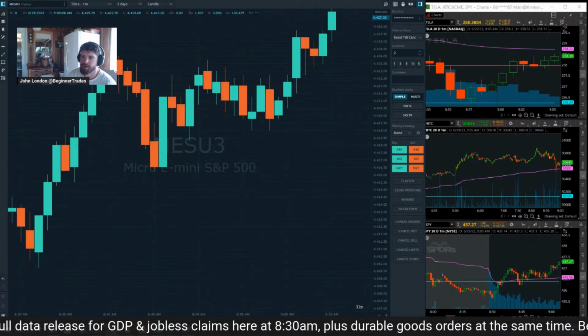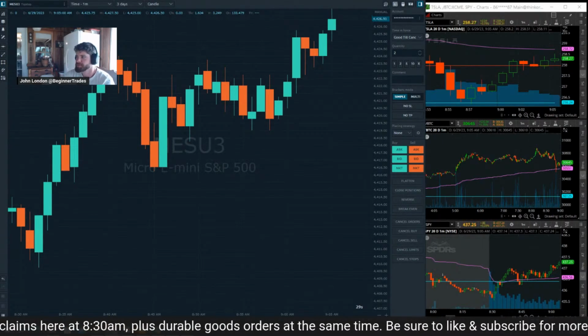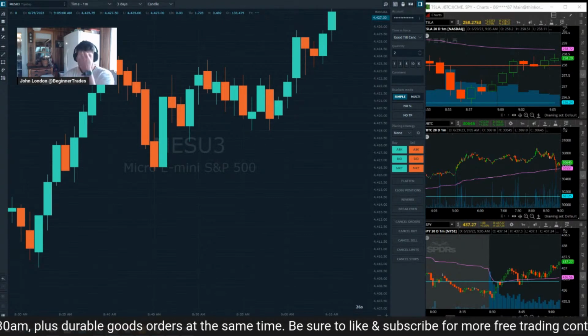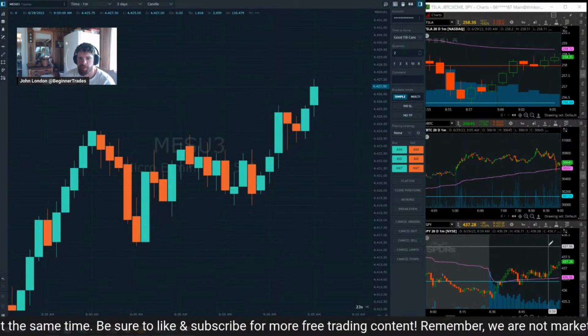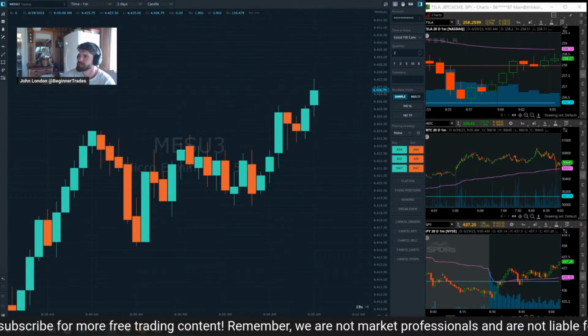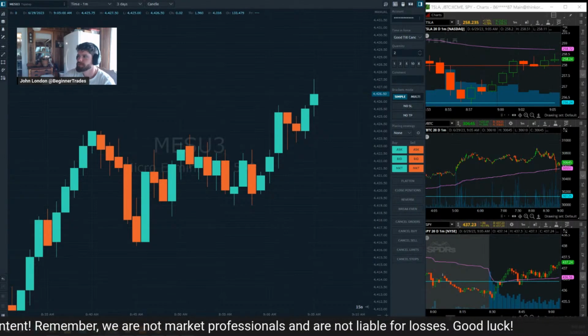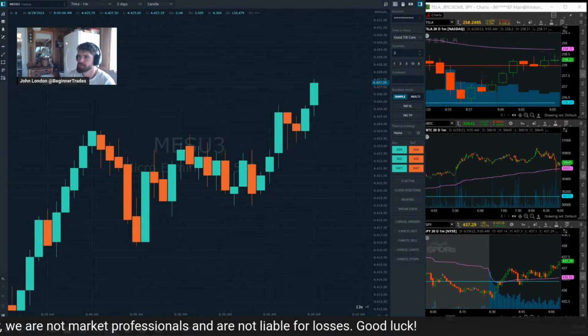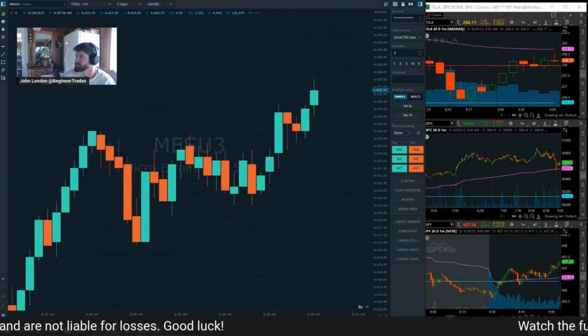Huge rip on the E-mini here. Look at the E-mini pop. Look at the E-mini go here. Wow. SPY ripping. Bitcoin trying to hold. Tesla bouncing back some. SPY's moving.